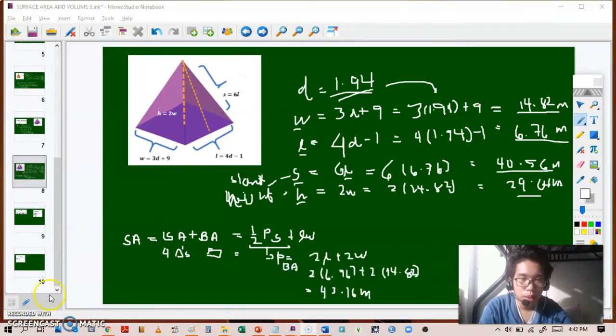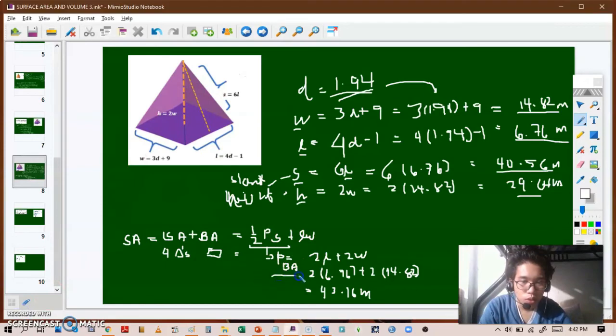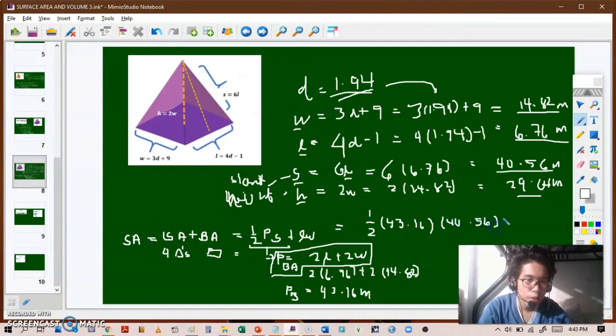Since we know that the base of the pyramid is a rectangle, we can use the formula for the perimeter of a rectangle. So that's 2 times 6.76, the length, plus 2 times 14.82, the width, which will give you 43.16 as the perimeter of the base. And then we can simply substitute that. So that's 1/2 times 43.16 times the slant height, which we already solved for, 40.56, and then plus the product of the length and the width.